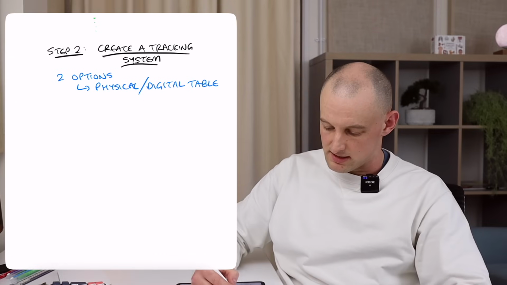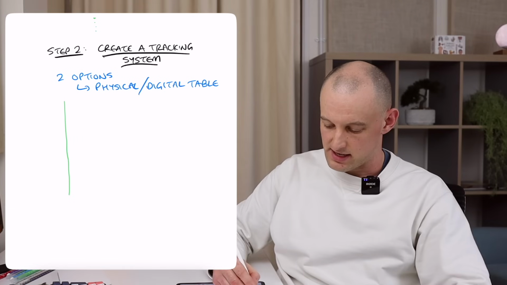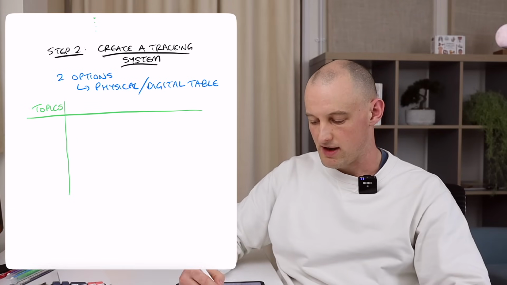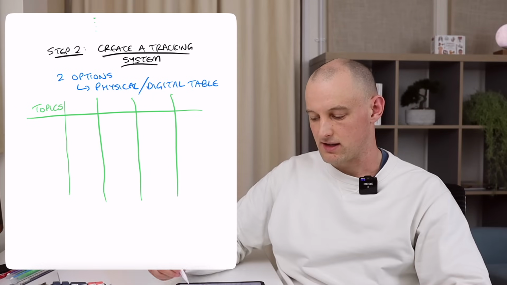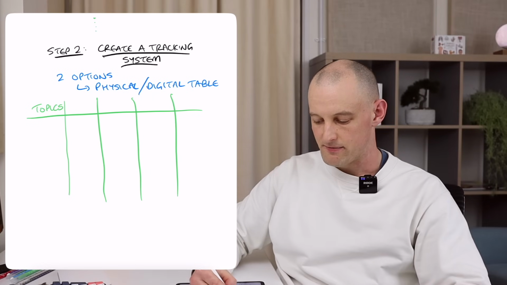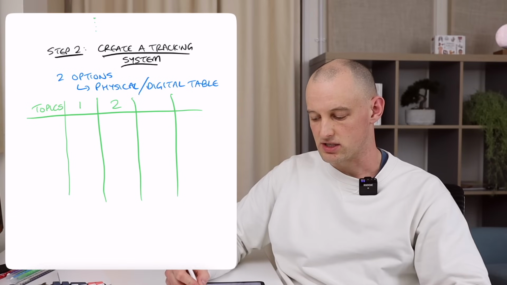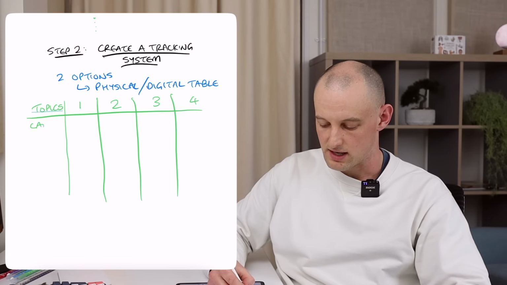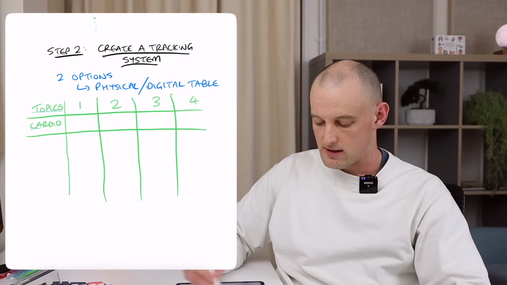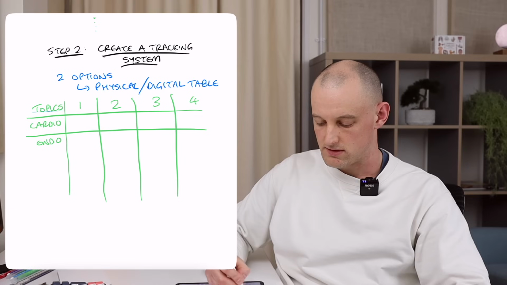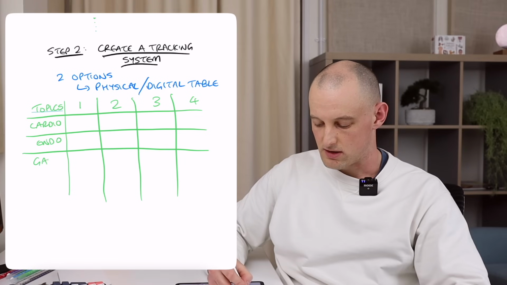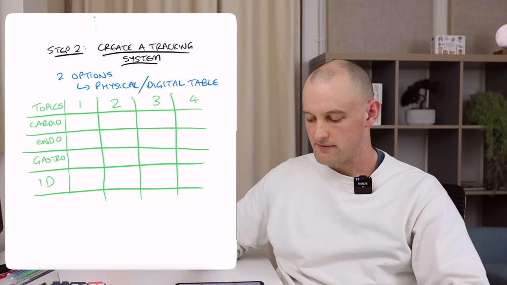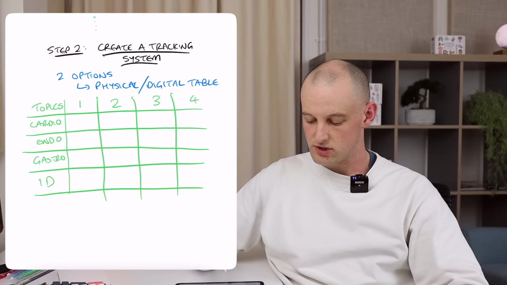So what you do is you create a table like this, and you have topics on this side, and then you have these, which are all repetitions. So this would be your study session 1, study session 2, study session 3, study session 4 on each topic. So you've got cardio, endocrine, gastro, ID, infectious diseases, and you do it that way. So this is your tracking table.